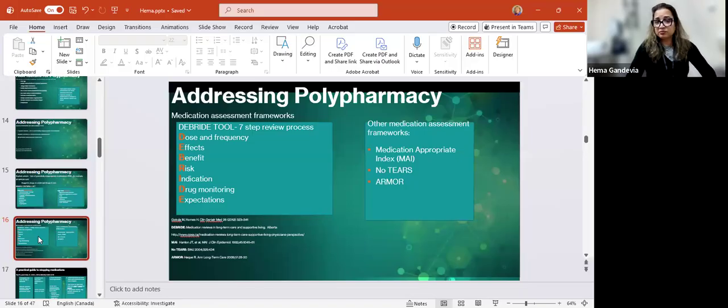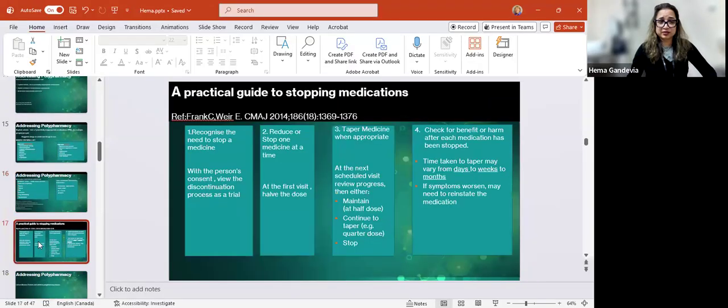There are other medication assessment frameworks that are available, like the MAI, which is the Medication Appropriateness Index, No Tears, and ARMOR. I'm not going to go much into detail because we really don't have that much time today to go through all of them. So let's go now to a practical guide to stopping medication, using the frameworks that we have and the acronyms that we've seen in the past few slides.